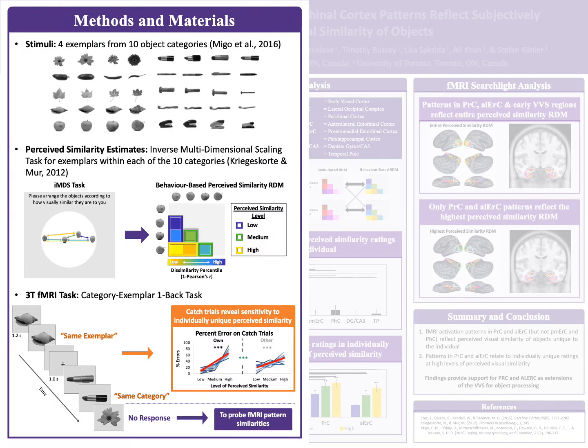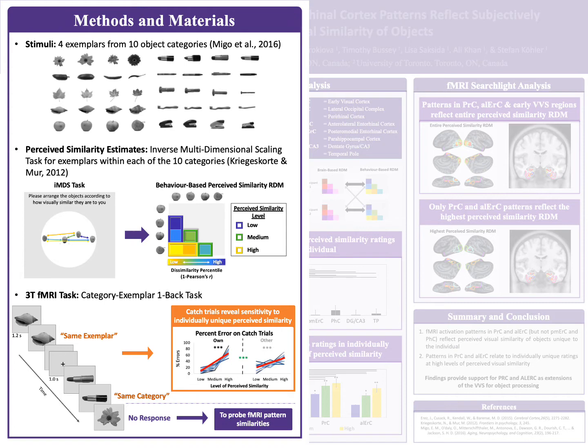To investigate if these regions reflect the perceived similarity of highly similar objects, we needed to have many objects with varying degrees of visual similarity. This study included 4 exemplars from 10 object categories from the MIGO database. Importantly, all participants rated these objects based on how visually similar they perceived the objects in each category to be.